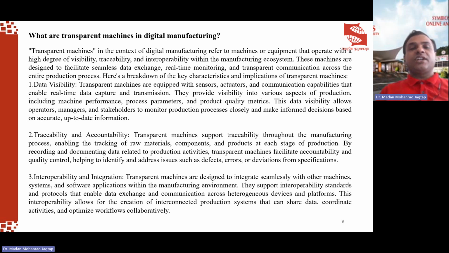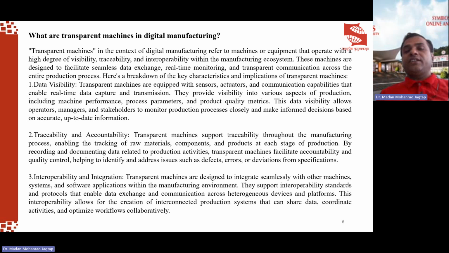These machines are designed to facilitate seamless data exchange. They are useful to communicate with each other. Communication means they are transferring data with each other. So real-time monitoring means knowing what is happening at that time on the manufacturing shop floor.